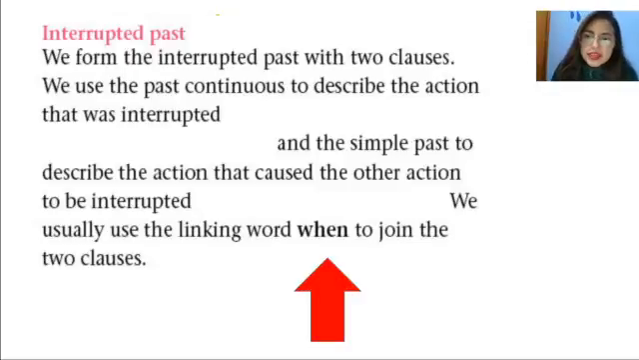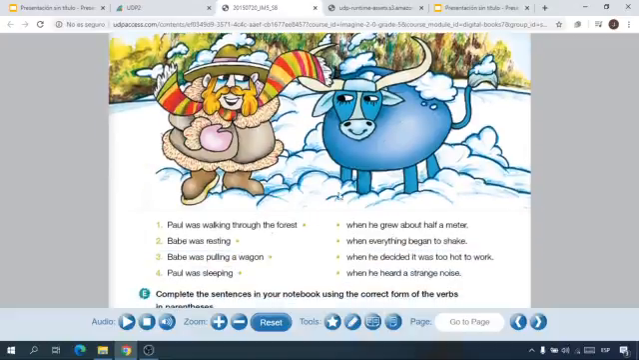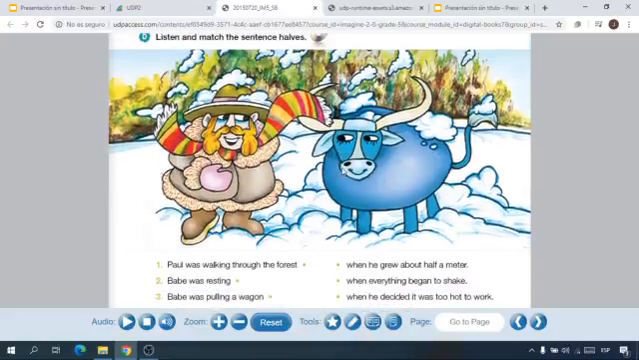For this class, my dear students, please open your color book on page number 85, página 85 de su libro de color. We are going to practice listening, okay? Activity D. Listen and match the sentence halves. Vamos a escuchar y vamos a marcar la oración con su otra mitad, okay? First, what can you see in this picture? ¿Qué puede ver en esta imagen?